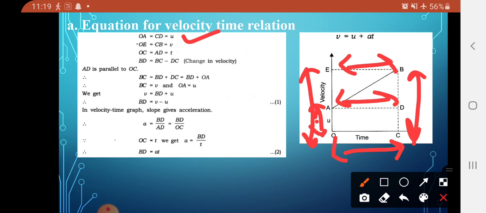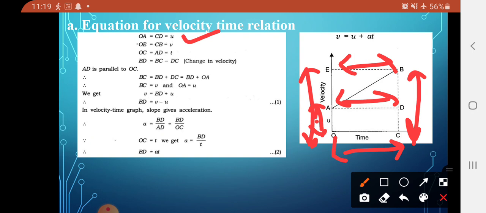So we derive the equation. For deriving the equation, we have OA is equal to the initial velocity, OE is equal to CB is equal to the final velocity, OC is equal to AD is equal to time, whereas BD is equal to BC minus DC.